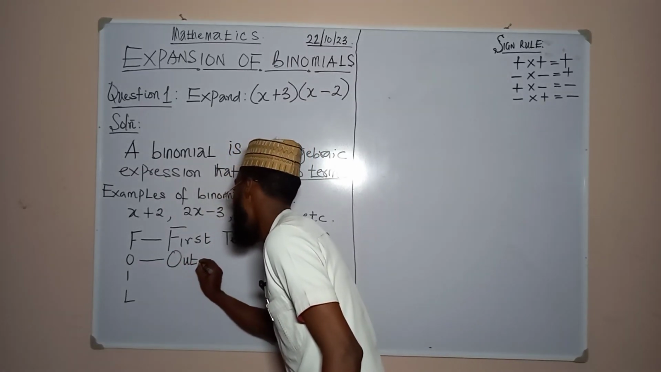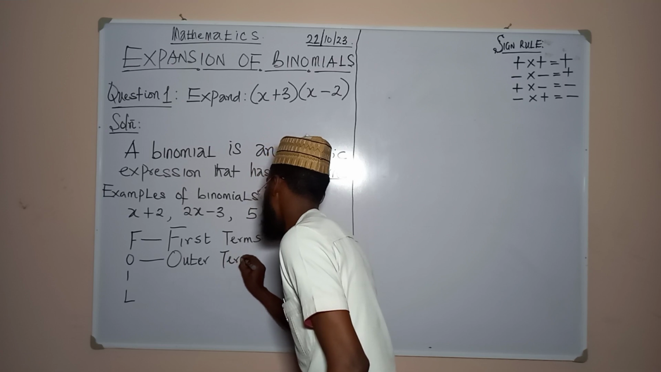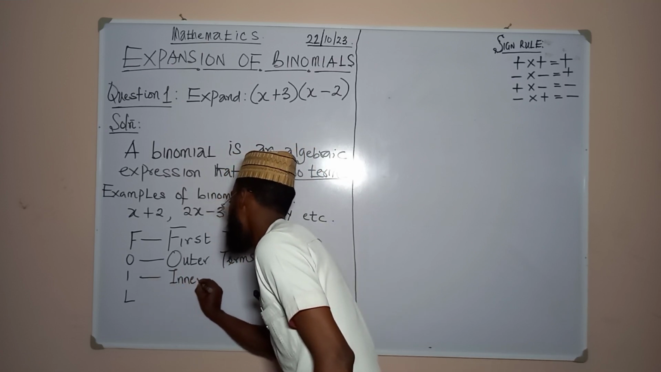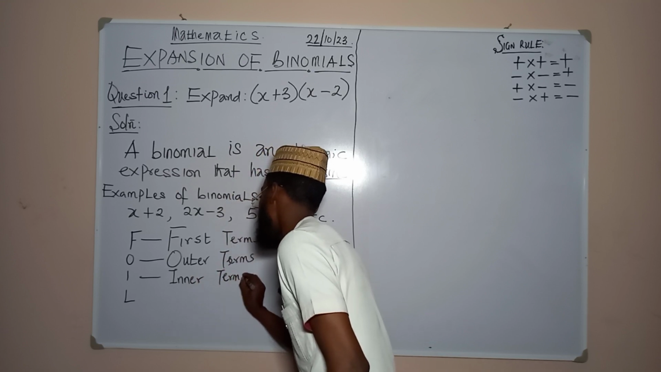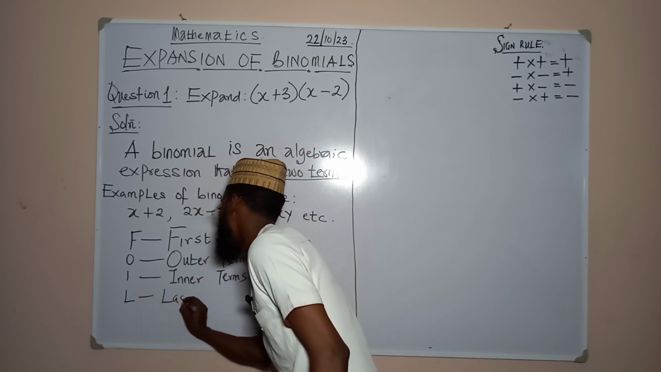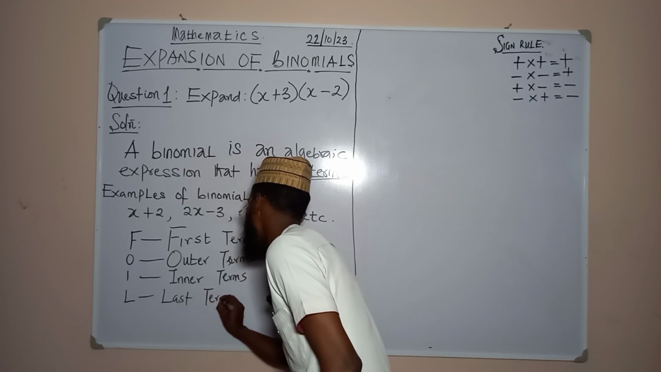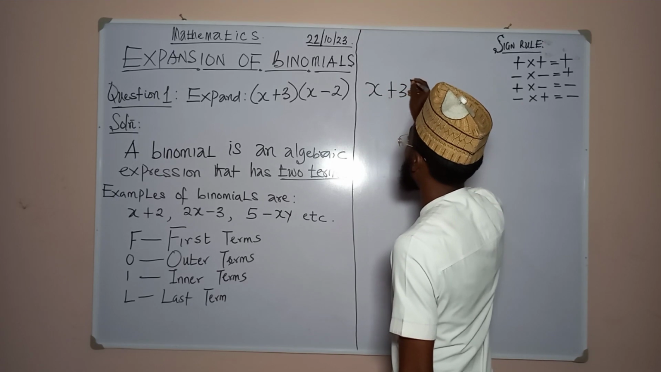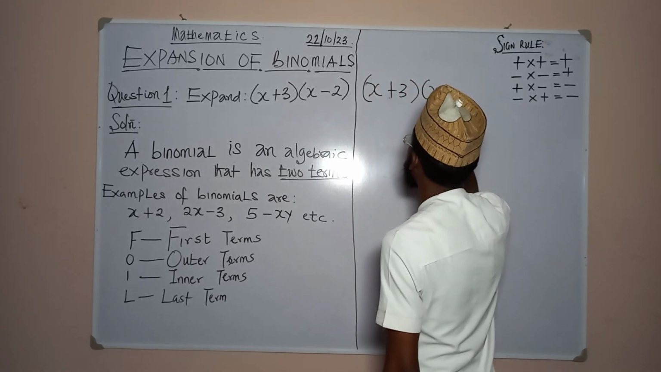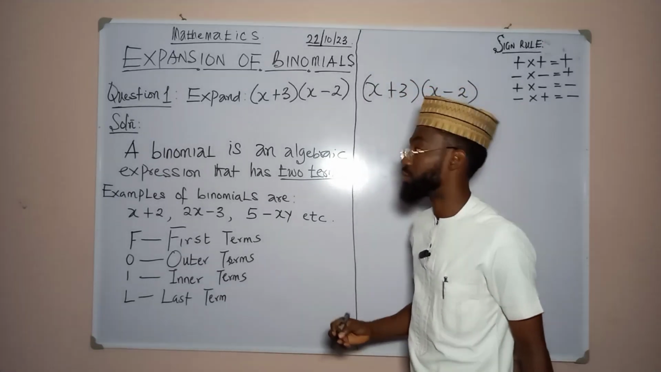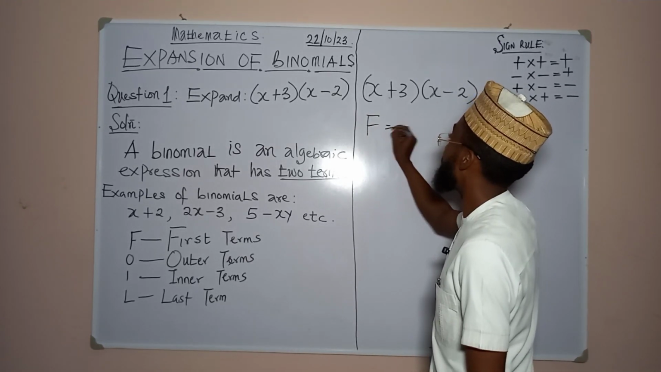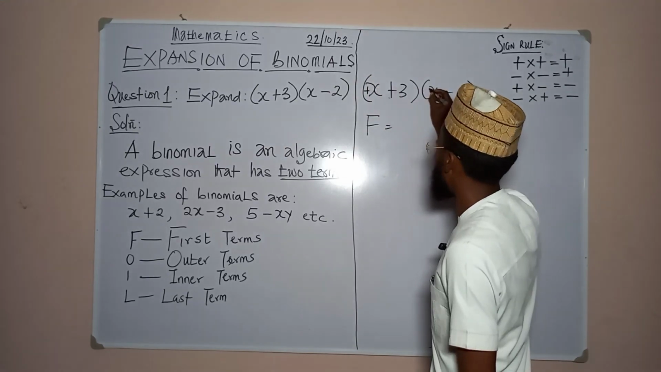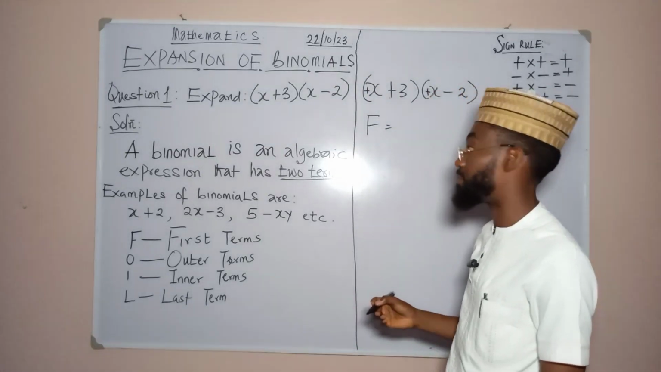O stands for outer terms. I stands for inner terms, and L stands for last terms. So we're going to rewrite this question over here, and then we'll see how we're going to apply that method in expanding this algebraic expression. So when I say first terms, remember by default, any term that has no sign has the plus sign. So we can go in and insert their plus signs.